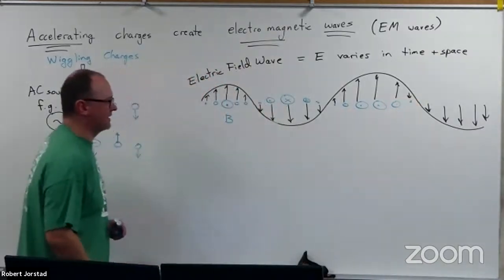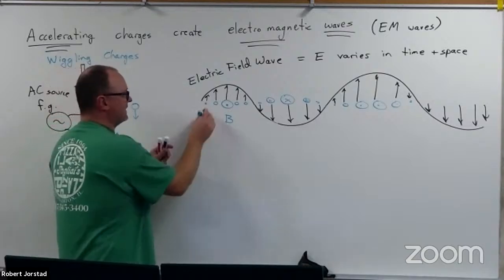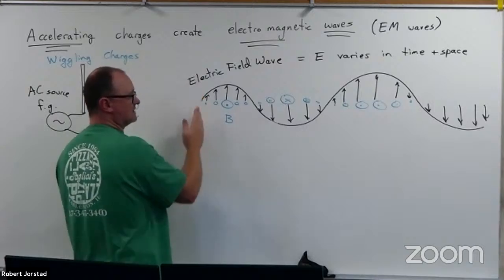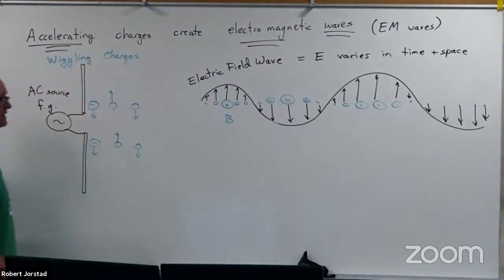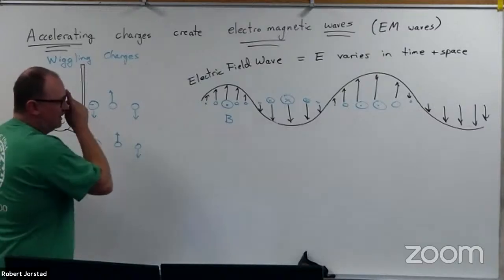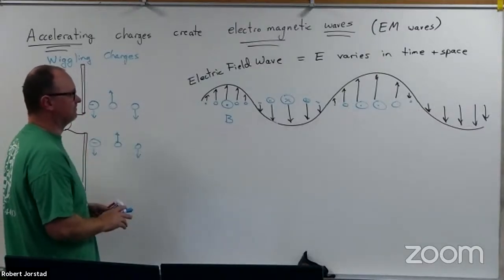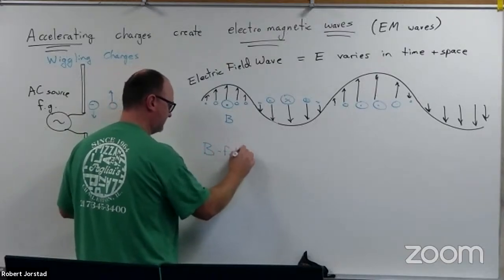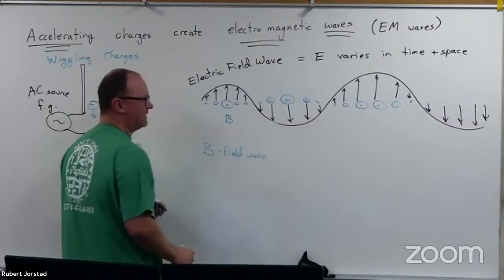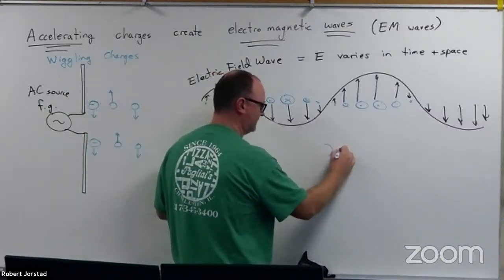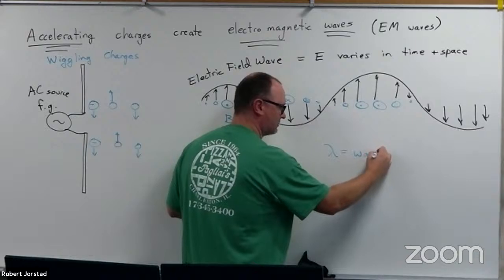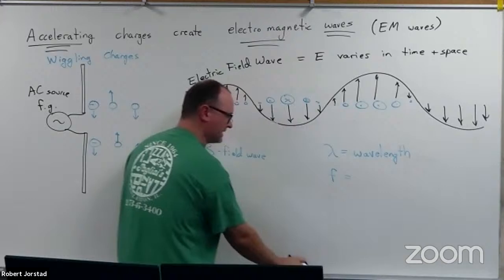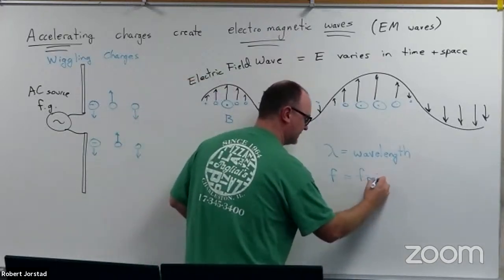The idea here is you could imagine the B field is oscillating this way, into and out of the page. The electric field is oscillating up and down like this. And so this is the B field wave. They have a wavelength, for which we're going to use the symbol lambda. They have a frequency, which we're going to use f.